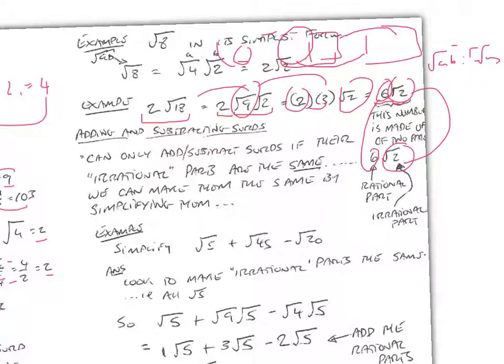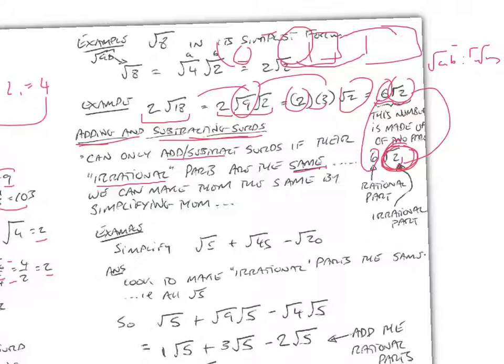Now let's look at adding and subtracting surds. We can only add or subtract surds if their irrational parts are the same. Adding and subtracting, these must be the same. We'll see later that if we're multiplying them, it doesn't matter, and in dividing, but for adding and subtracting, it must be the same. And how do we make them the same?